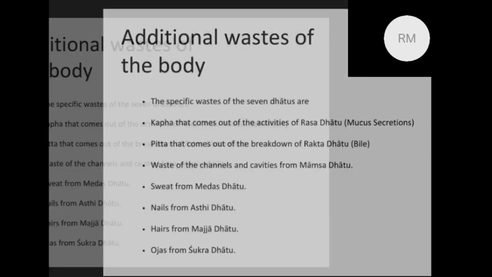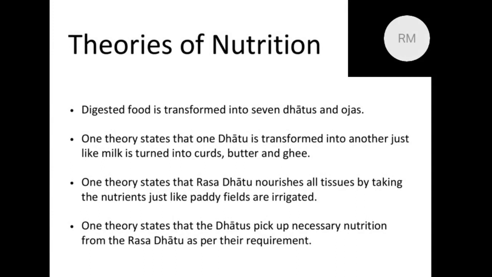And now I want to go into some concepts of theories of nutrition. As I was mentioning, in Ayurveda, we say that digested food is transformed into 7 Dhātus and Ojas. So there are many theories about how this nutrition actually happens. One theory states that one Dhātu is transformed into another, just like milk is turned into curds, butter, and ghee.